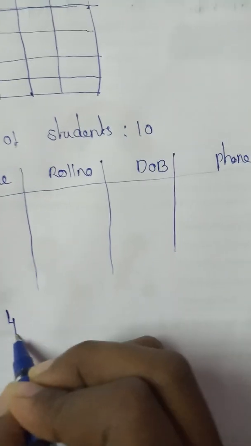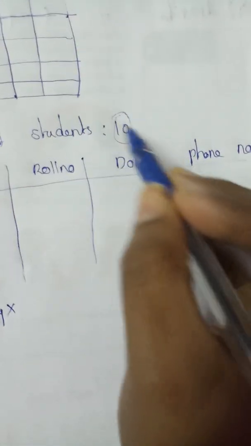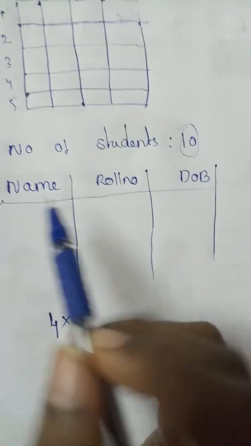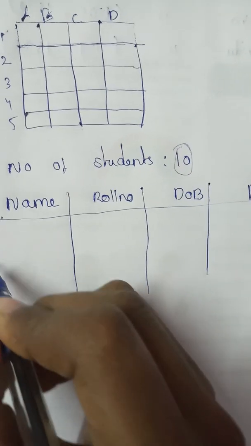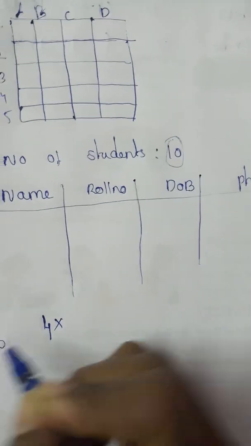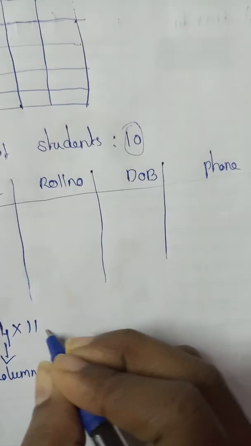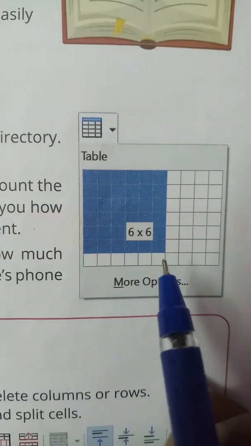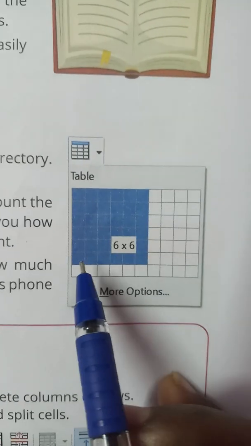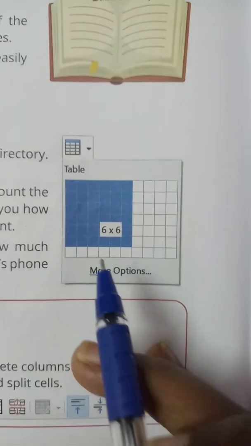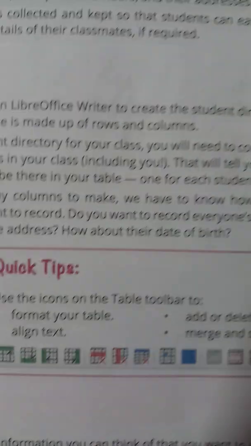So 4 into, and how many students are there? 10. And I also include this row, the heading row. I will start to count here, 1, 2, 3, 4, 5, 6 up to 10. So I need to include this row also. So 4 into 11. It means 4 columns and 11 rows. So here 6 into 6 means 6 columns, 6 rows.